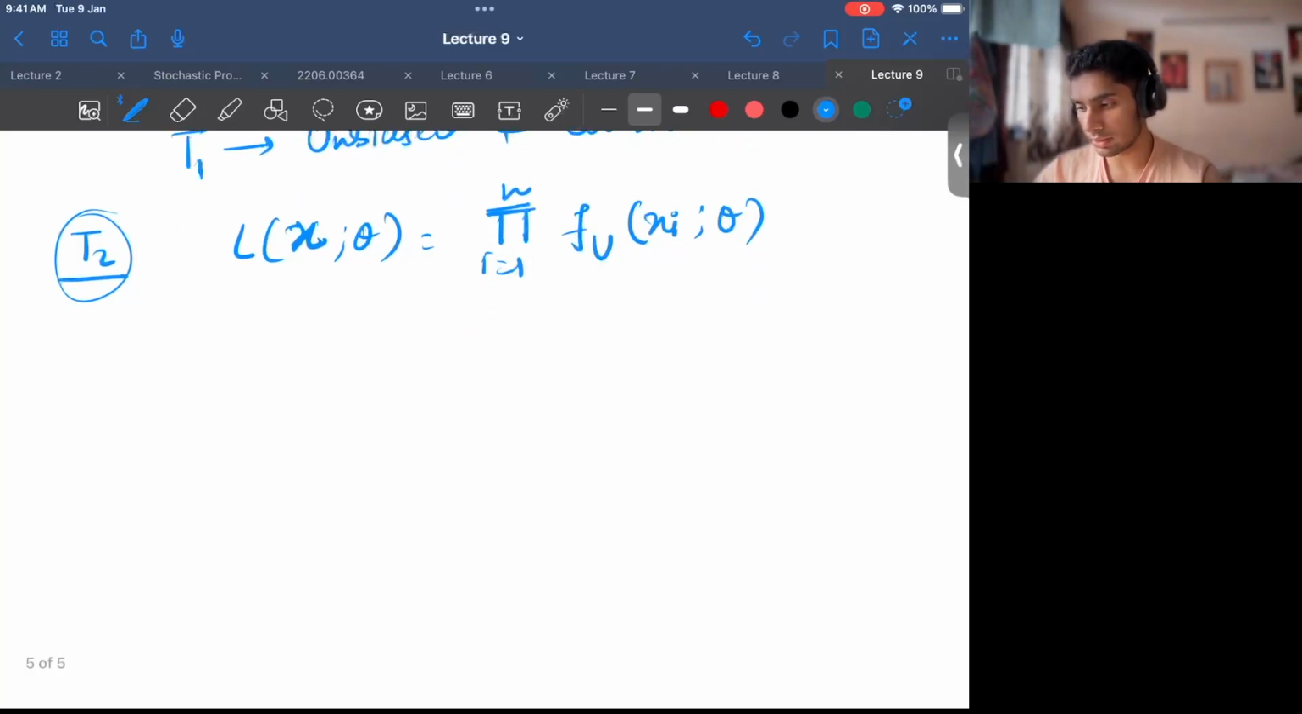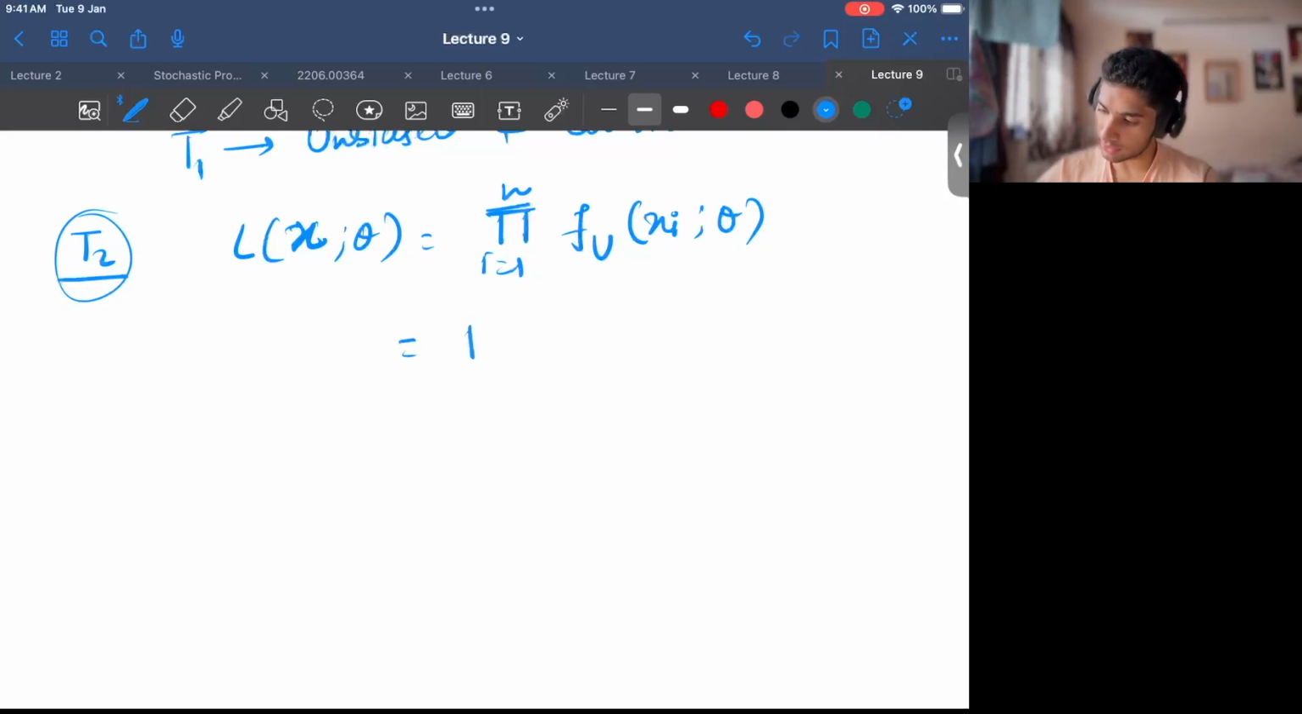So you have n independent samples, i going from 1 to n, and each of them has a uniform distribution. So the joint distribution, the likelihood, will simply be the product of all of the PDFs, right? Now, what is this thing equal to?